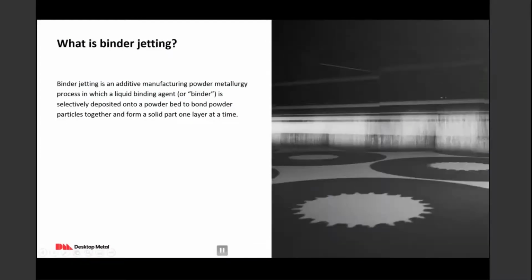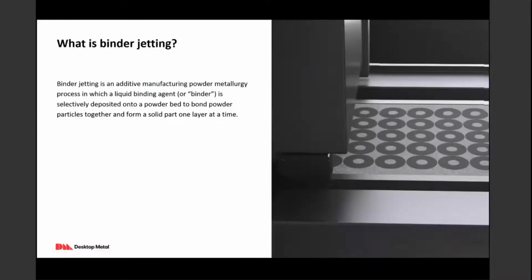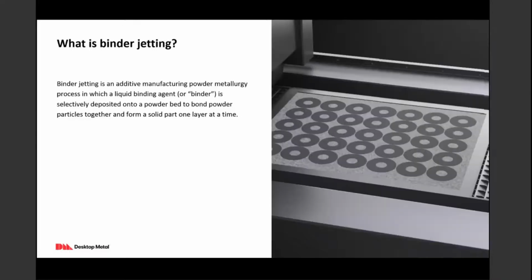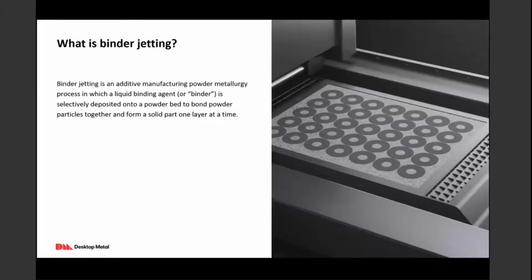First of all, what is binder jetting? This is an additive manufacturing technique using powder metallurgy, where you have a liquid binding agent sprayed, much like a 2D printing press, except this is a 3D printing press, where layer by layer, you're spraying the binder to define what will be solid and what will remain as powder that's then recirculated.